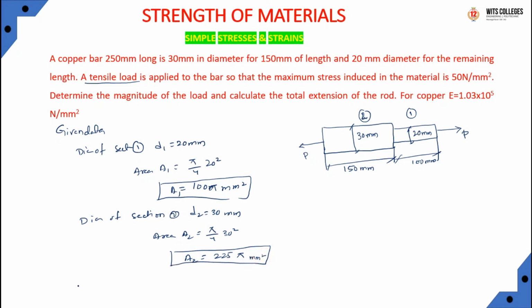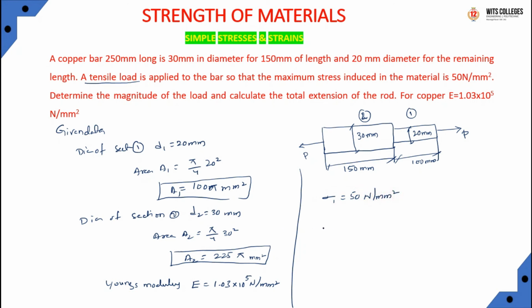Okay, and the given Young's modulus E equals 1.03 into 10 power of 5 Newton per mm square. And the stress at the smaller section: here they say the maximum stress induced in the material is 50 Newton per mm square. So that is sigma 1 equals 50 Newton per mm square.